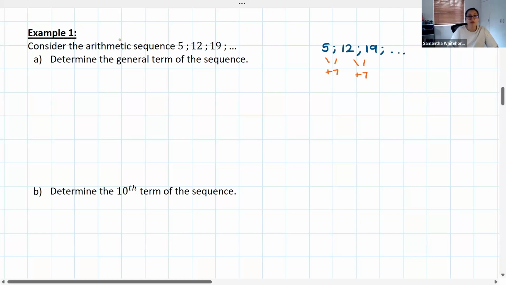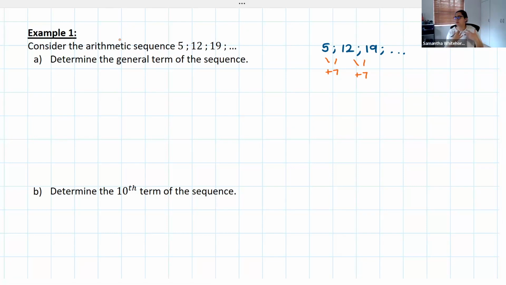Again, I really recommend that you just look at your pattern. What am I adding? What am I subtracting? What is the situation going on? Because it's going to help you answer questions later on. Our first question is to determine the general term. We've said the general term is like a rule for the pattern, and we need to now find it.